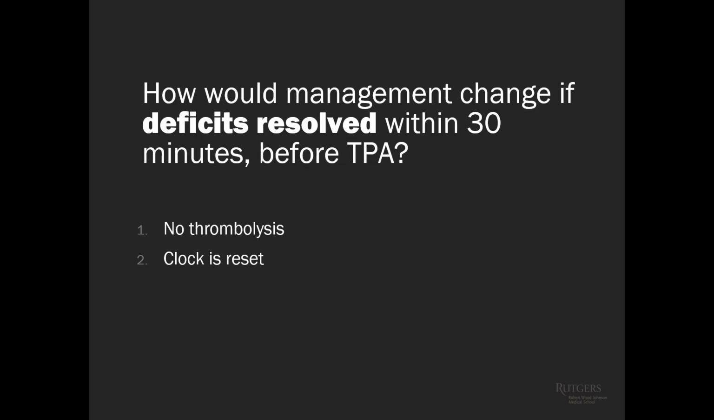The clock is reset, and this becomes the last known well time. So if the symptoms return within 4.5 hours, the patient can still be treated with TPA. And finally, the workup is the same as if the patient suffered a stroke. So let's talk about transient ischemic attack for a second.